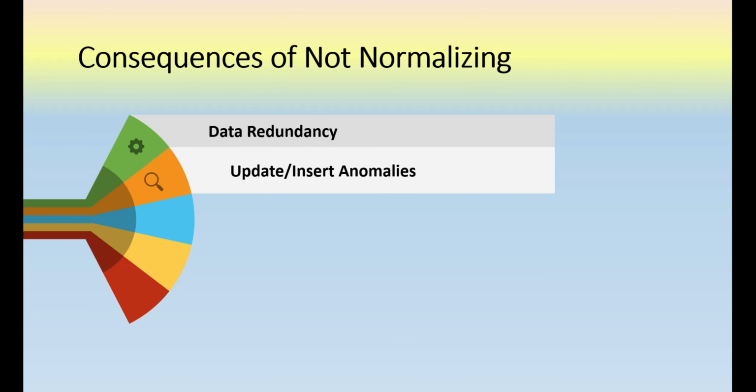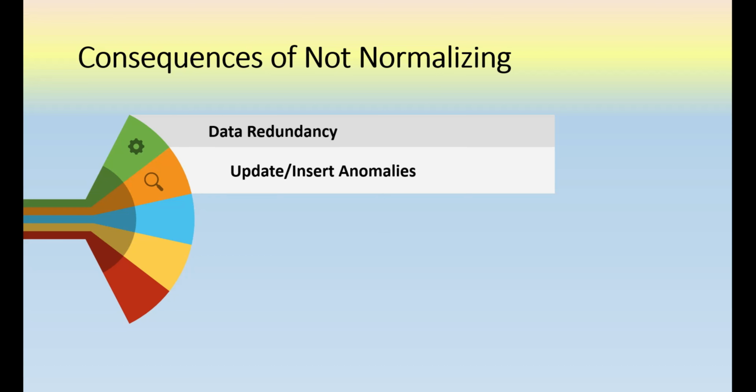And update and insert anomalies. So if the data is duplicated in multiple places, updating one piece of information requires multiple changes, or failure to do so can result in data inconsistencies. For example, if an employee address is stored in multiple tables and updated in only one, then the database can end up having inconsistent data, right?